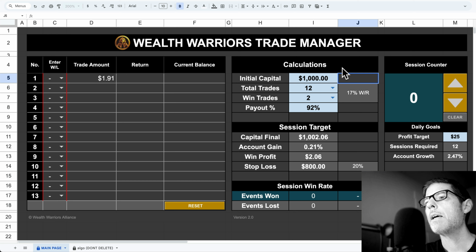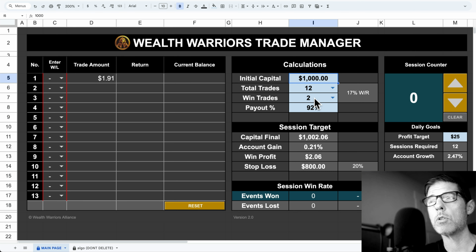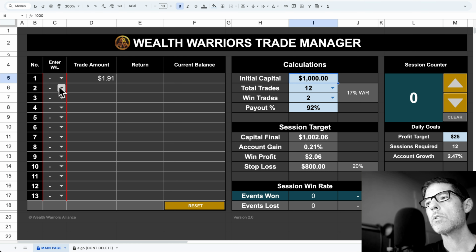So I've entered my initial capital. These boxes right here are the boxes that you can edit with your own settings. And here's where we set how many trades we want to win out of how many total trades. So I must win 2 out of 12 in order to become profitable. Now with this strategy, usually I'll end the session within the first 3 or 4 trades that I take. And those trade slots are over here on the left. The trade manager gives you the exact amounts for each and every trade that you do, so there's no guesswork.